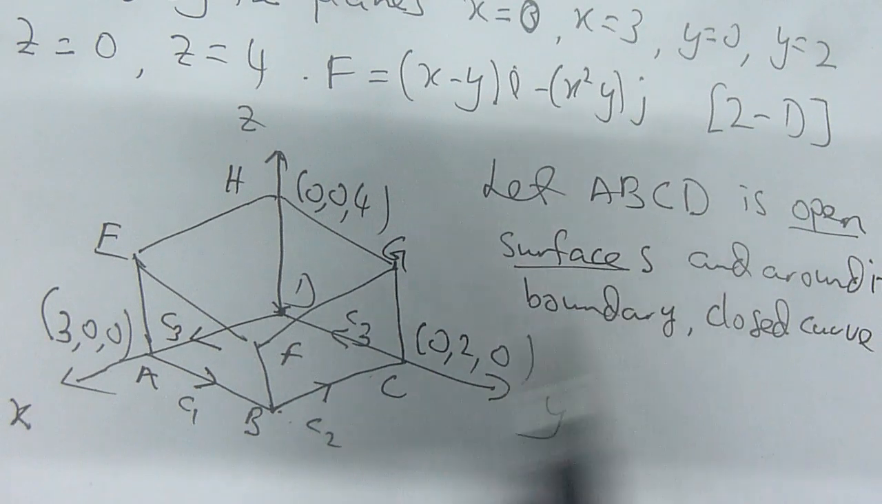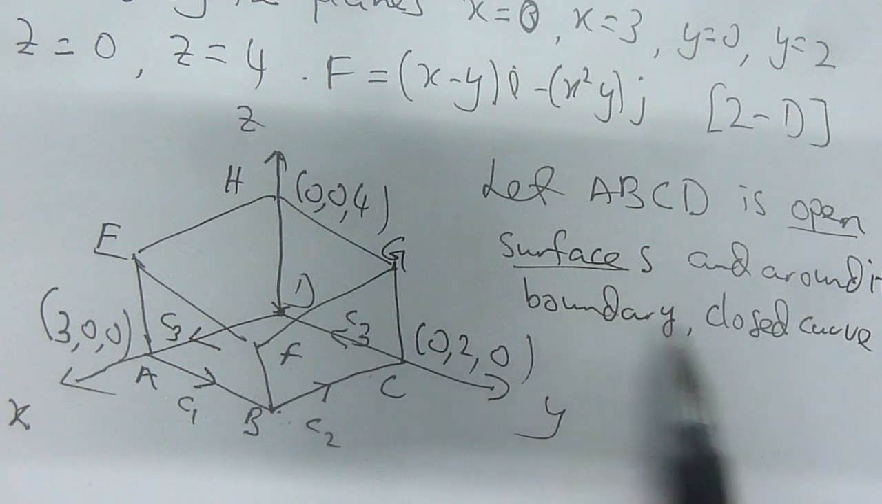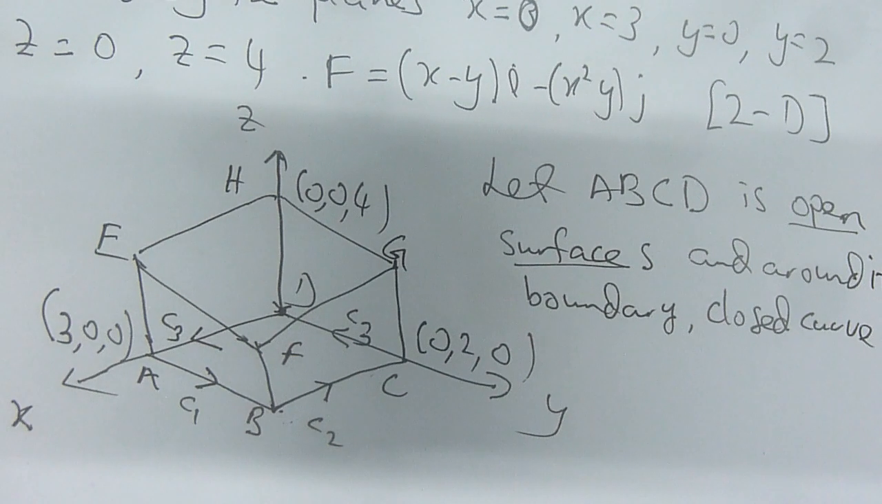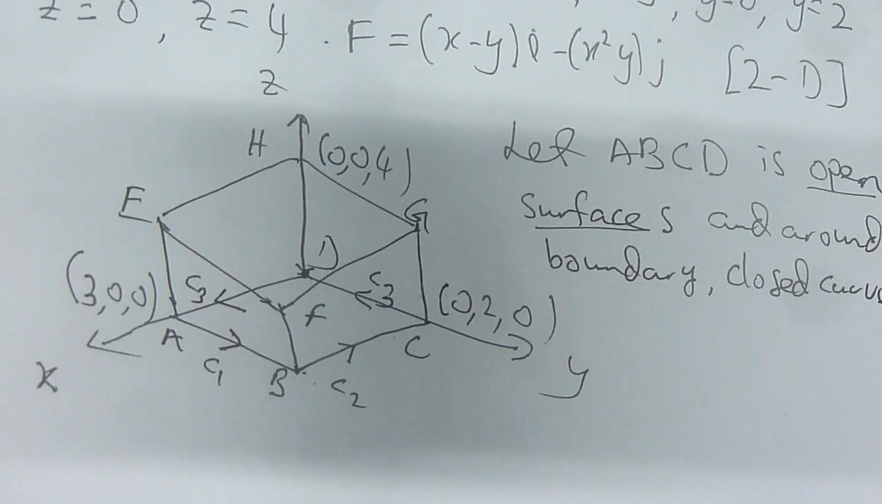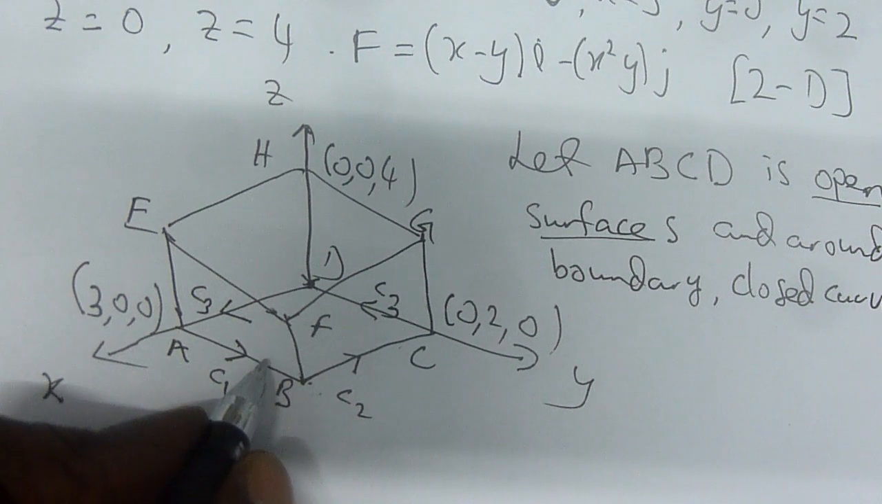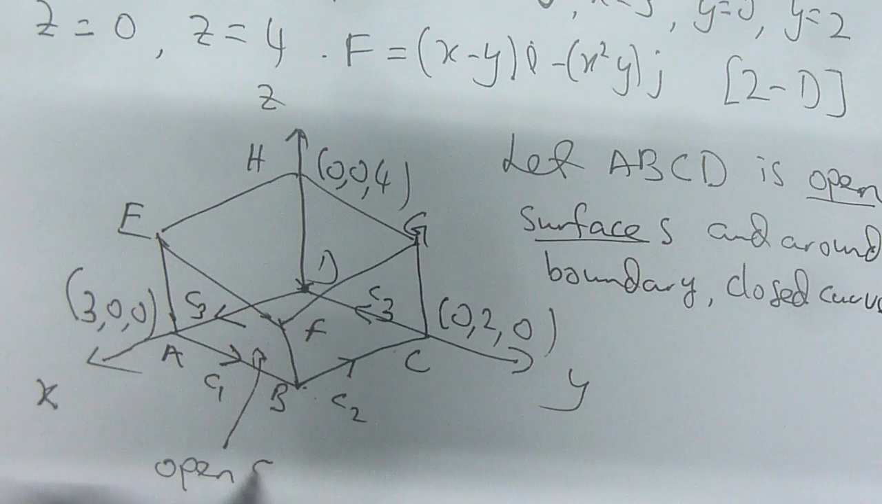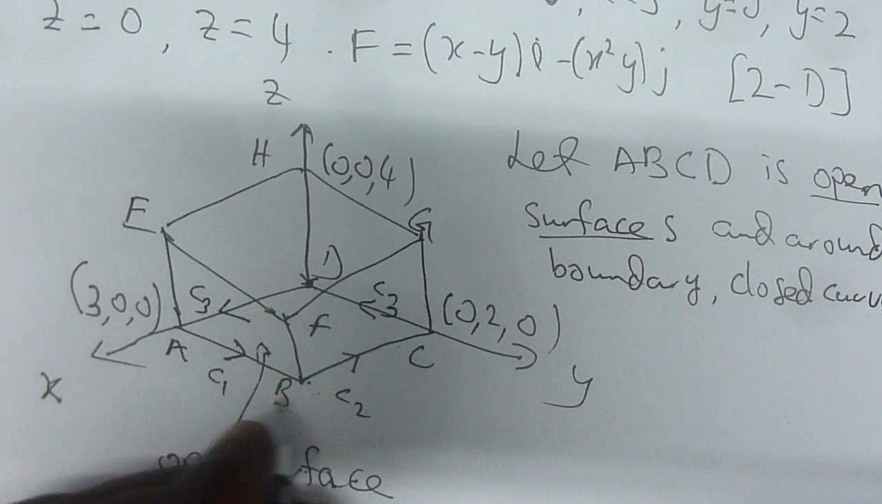I already spent more time to explain this. This is what we call an open surface, and around its boundary, closed curve C. I know this is very important, but at the moment you may wonder why I am putting this much effort to explain this again and again. But it's very important. With this, we will consider this section as an open surface. The open surface exists.